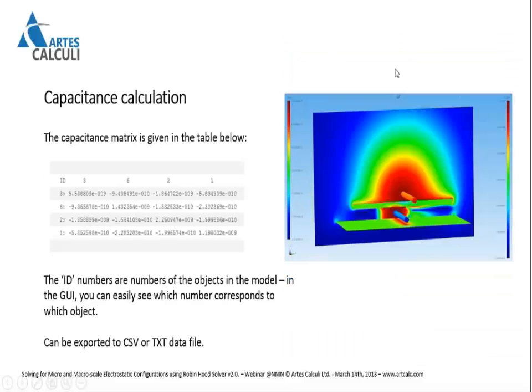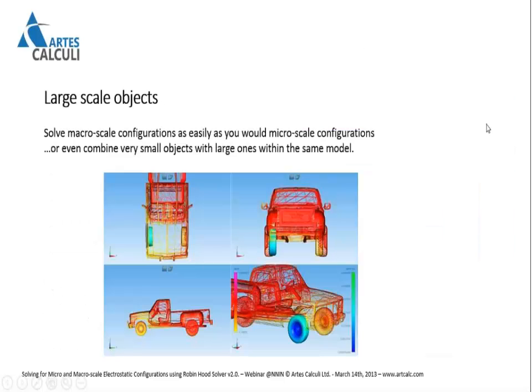The capacitance matrix for the example from the previous slide is given in the table below. You can see the ID of each row corresponds to an object on the model. So in the graphical user interface you can easily see which result corresponds to which object. This table can also be exported to CSV or TXT data file, and then you can analyze it using anything else that you usually use for such tasks.